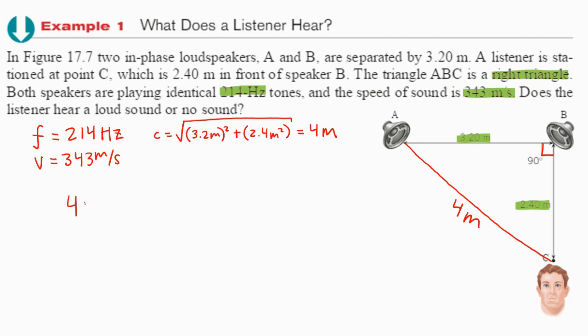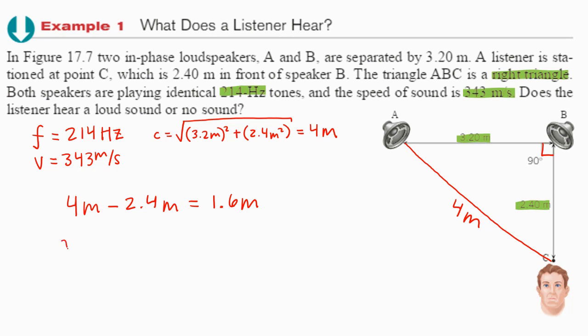So I'll have 4 meters. That's how far the waves have to travel from A to C, minus 2.4 meters. That's how far they have to travel from B to C. And we end up getting 1.6 meters. That's the difference in the distance the waves are traveling. Now, why is that relevant? Because if we can figure out the wavelength of the sound, and we know that that is the difference in distances the waves are traveling, we can compare that 1.6 meters to the wavelength to figure out if the waves are going to be in phase or out of phase.